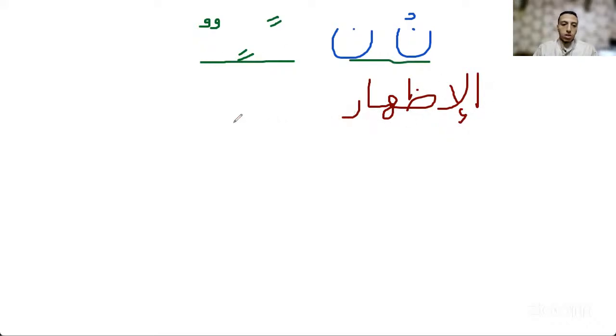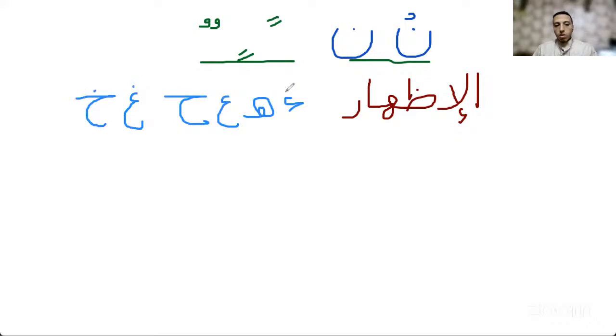What are these 6 letters? We have Hamza, Ha, Ain, Ha, Ghain, and the last one is Kha. Once we find any of these 6 letters after a Nun Sakina or after a Tanween while we are reading Quran, that means we have to apply the rule of Al-Izhar. That is the first rule in the rules of Nun Sakina and Tanween.